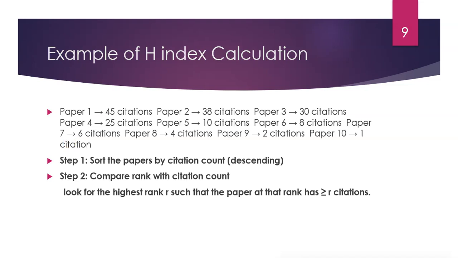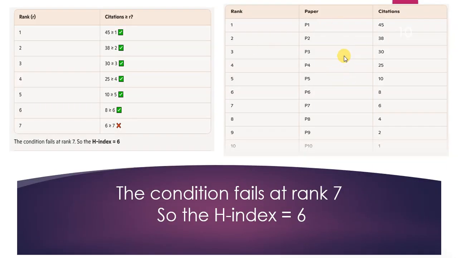First of all, you should sort papers by citation count, descending. Compare rank with citation count. Then look for the highest rank R such that the paper at that rank has at least R citations. So first of all, we should rank the papers, for example, 1 to 10 are the ranks, with paper and citation.